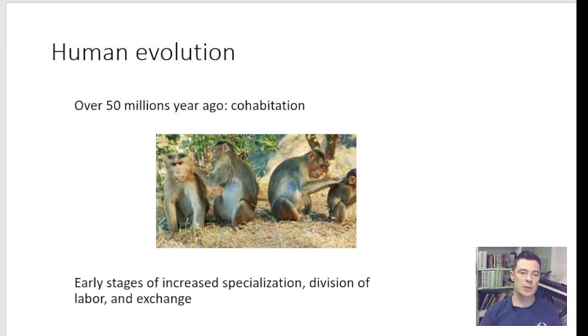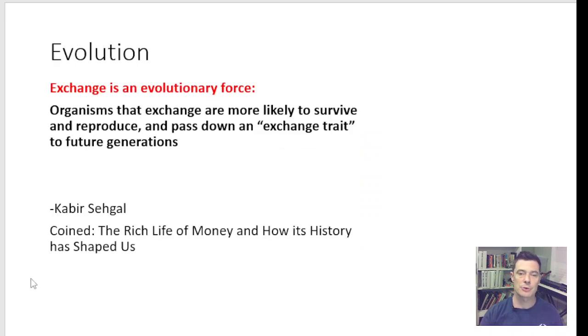Second, to humans. Our human ancestors 50 million years ago, and this is roughly what we looked like, is when we started cohabitation. We went down the path of cooperation, and then we started living in small family tribes.